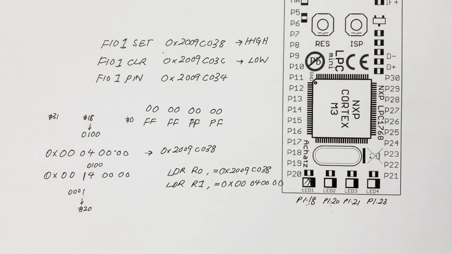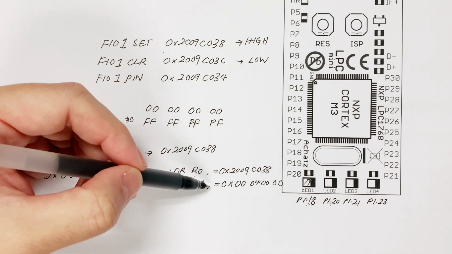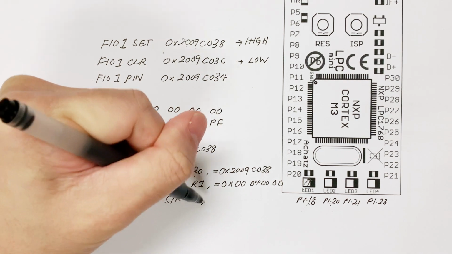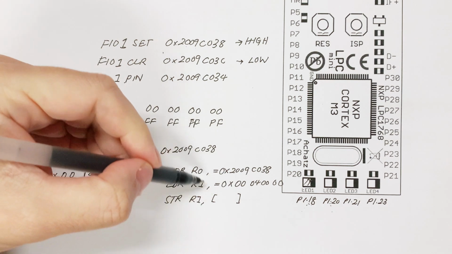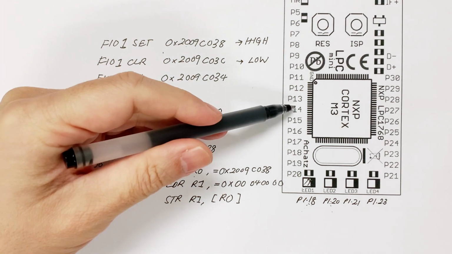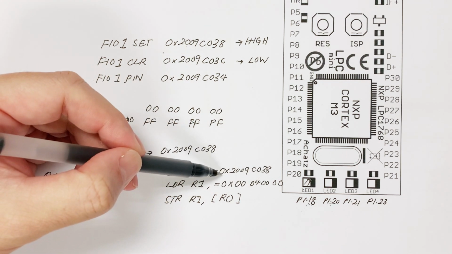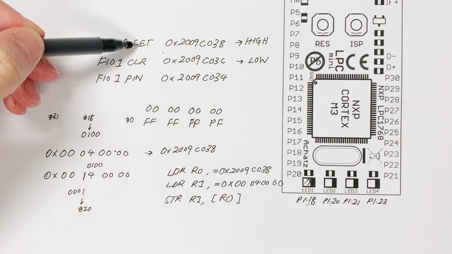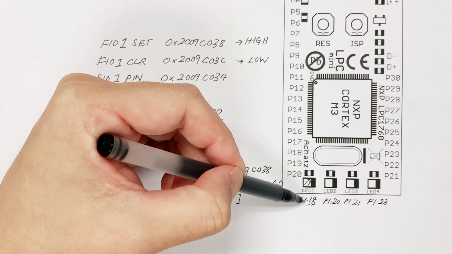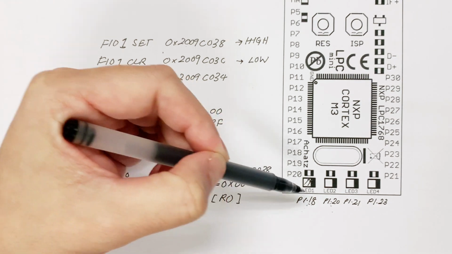0x00040000. And lastly, I just need to transfer the value in register 1 into the memory pointed to by register 0, using the store instruction from register 1 into the memory with the address given by register 0. So indirectly, I have told my microcontroller to put this value 0x00040000 into this memory address, which represents the FIO set. After executing the instruction, my microcontroller will set the pin on port 1.18 to high and switch on our LED 1.